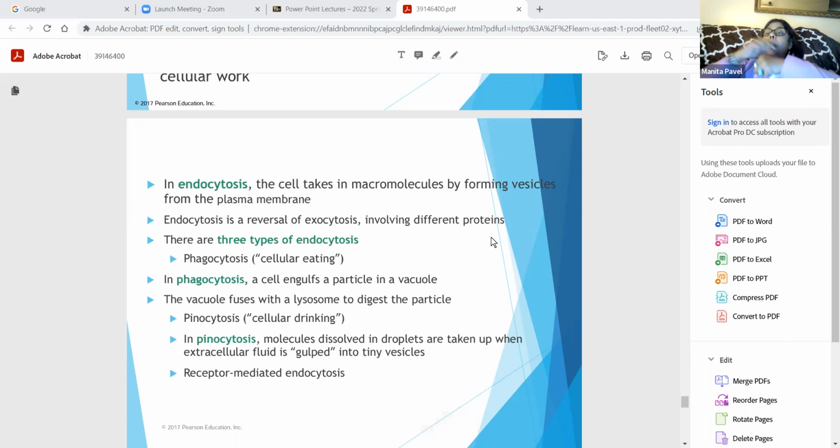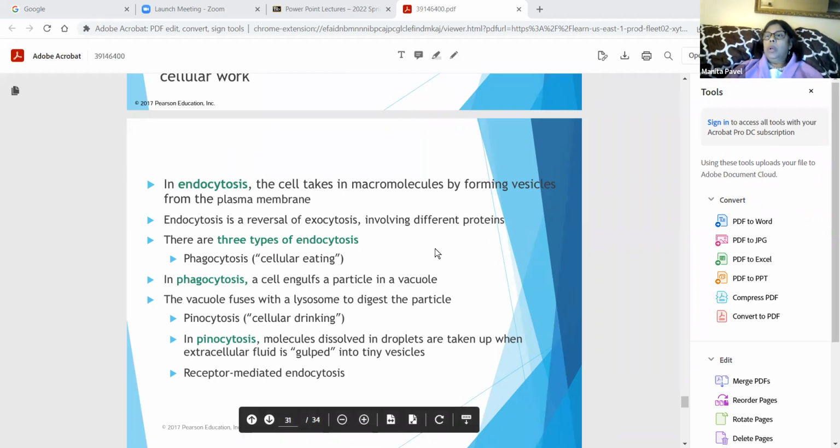How? By forming these vesicles. So if I were to pinch my cell, like this represents my cell membrane, this is a vesicle that is formed by the cell membrane, a sac-like structure. So that's how molecules are going to be brought into the cell via the cell membrane.